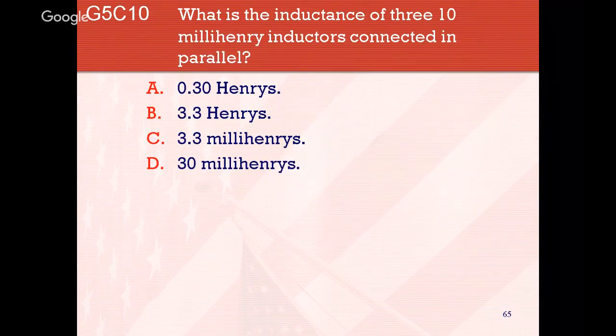So, what is the inductance of three 10 millihenry inductors connected in parallel? Much like the resistors, you're going to divide that down. The total resistance is going to be less than the three of them combined in series. So, if they are in parallel, you automatically know, and again, it's millihenry. Keep an eye on this. We're talking about millihenry here, so automatically we can dismiss A and B out of this.